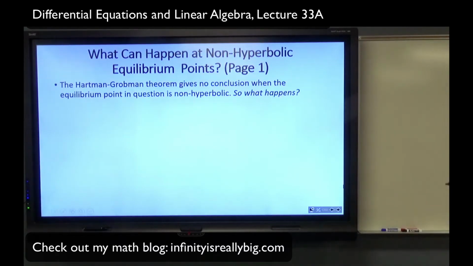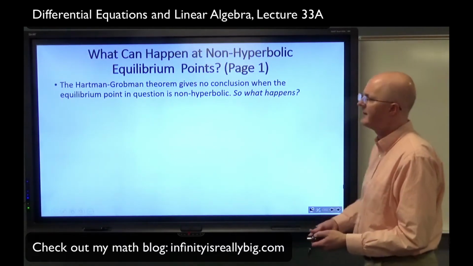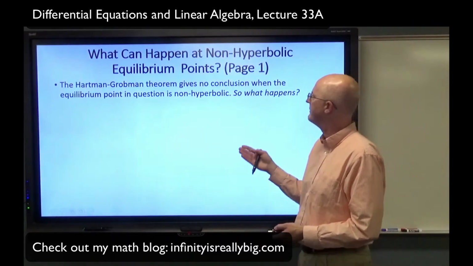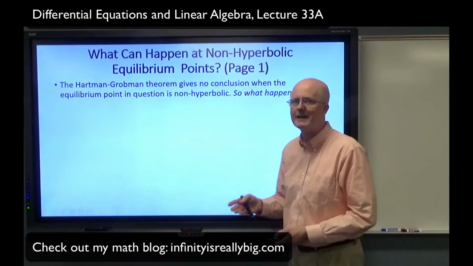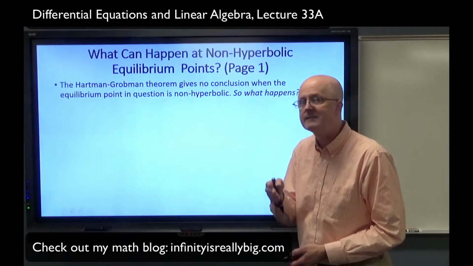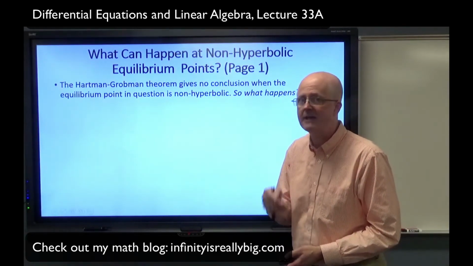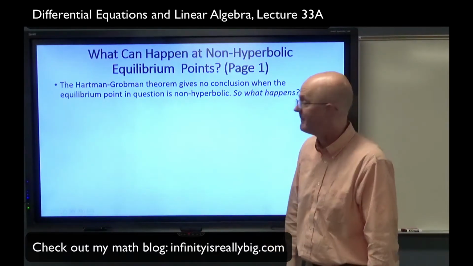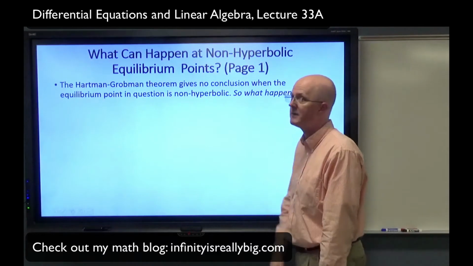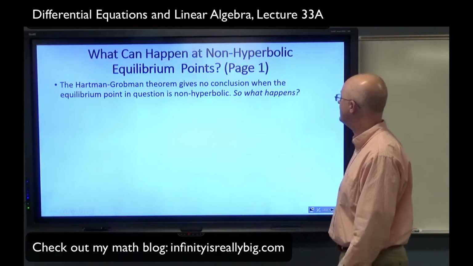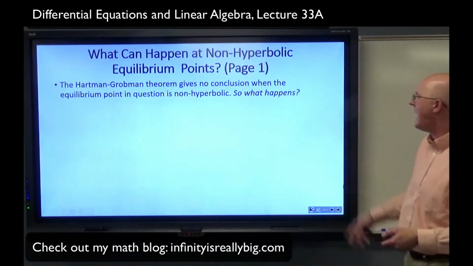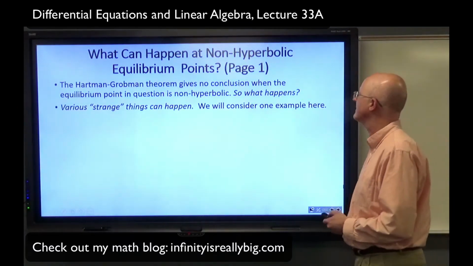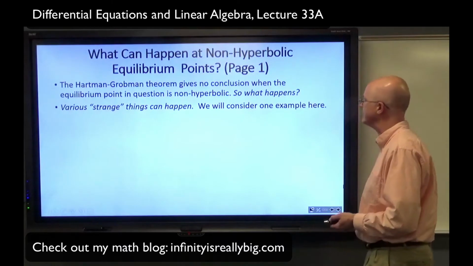All right, so let's look at page 1 of our example of what can happen at non-hyperbolic equilibrium points. We know the Hartman-Grobman theorem from a couple lectures ago gives no conclusion when the equilibrium point in question is non-hyperbolic, when the Jacobian matrix, the linearization, has at least one eigenvalue with zero real part. It could be the number 0, it could be a purely imaginary eigenvalue, which would actually come in pure imaginary complex conjugate pairs. So what happens in general? Various strange things can happen. Let's consider one example here.